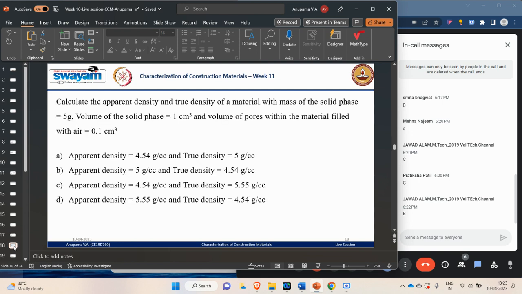So here you have to calculate the apparent density and true density of a material. The mass of the solid phase is 5 gram, the volume of the solid phase is 1 centimeter cube, and the volume of the pores within the material filled with air is 0.1 centimeter cube. So what is the apparent density and true density?